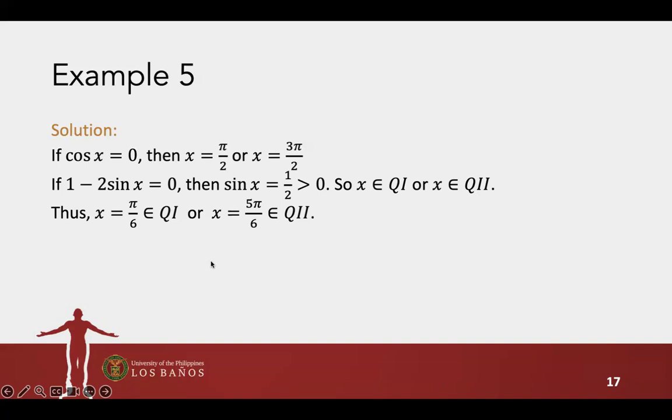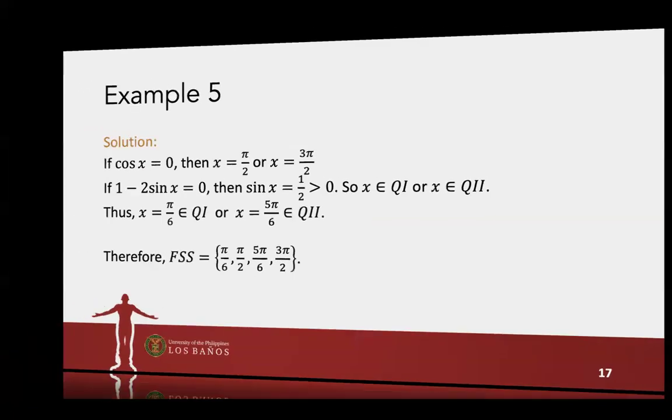So that means that our fundamental solution set contains the elements pi over 6, pi over 2, 5 pi over 6, and 3 pi over 2 in ascending order. All right?